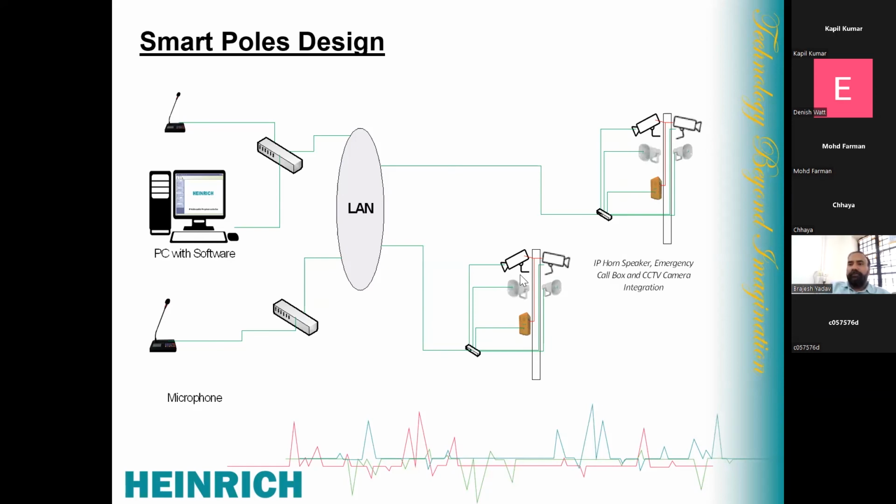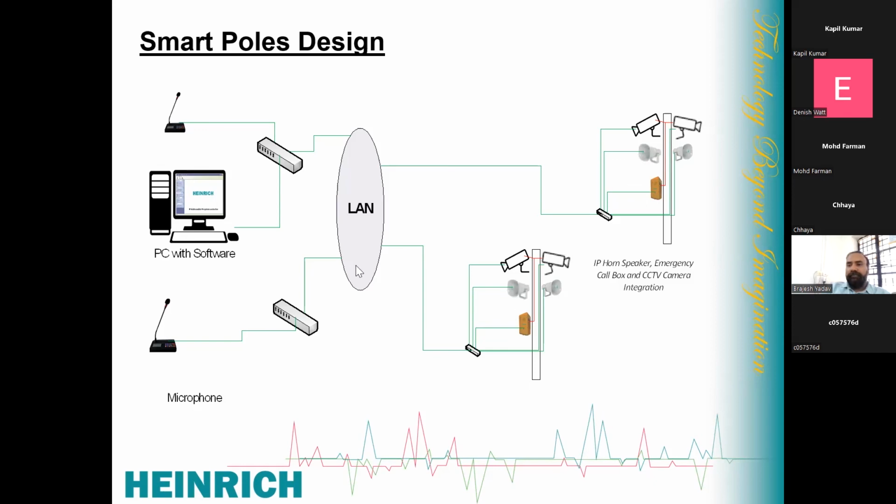That means if there are different locations in the smart city, in one location you can have a different announcement, in another location a different announcement, and in another location a different announcement. So you can announce or broadcast anything in each speaker or group of speakers as per your requirement.